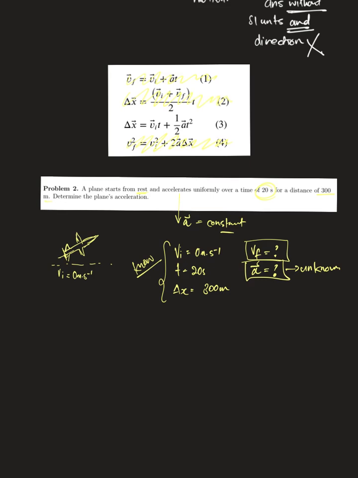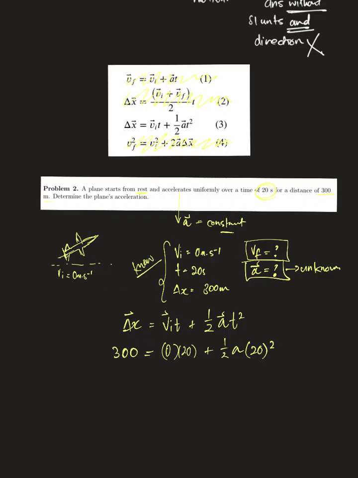And I'm left with the last one, which is delta x is equal to V initial multiplied by time plus half a t squared. My V initial, I know, is 0. My time is 20 seconds, plus half. My acceleration, I don't know. And then time, they're telling me that time is 20 seconds, 20 squared. And my distance here is 300. Alright, so that's the kind of setup that I have.